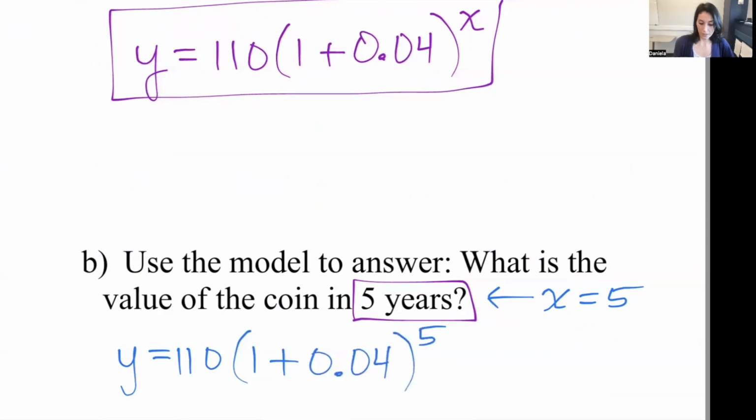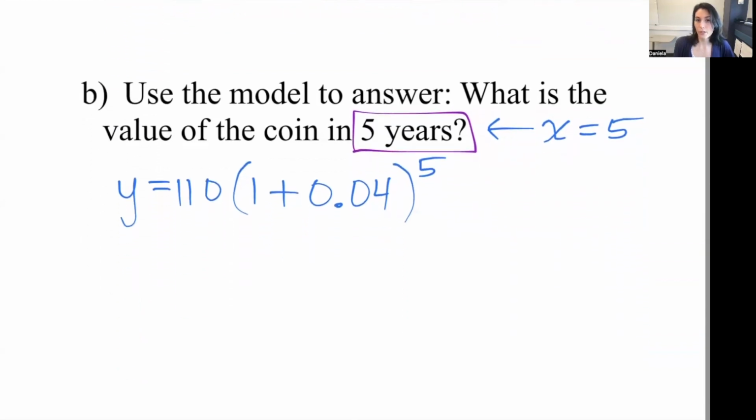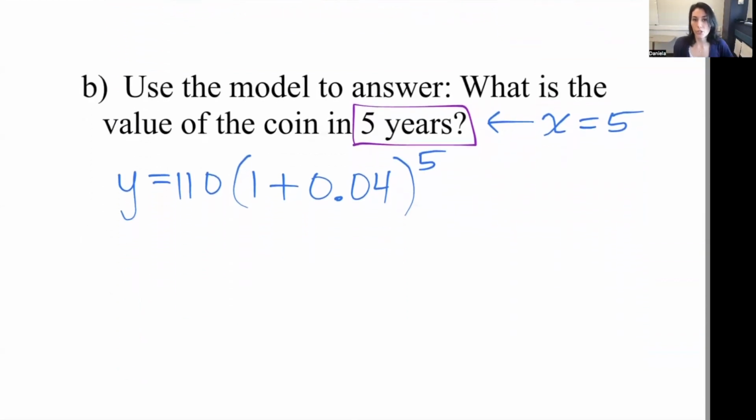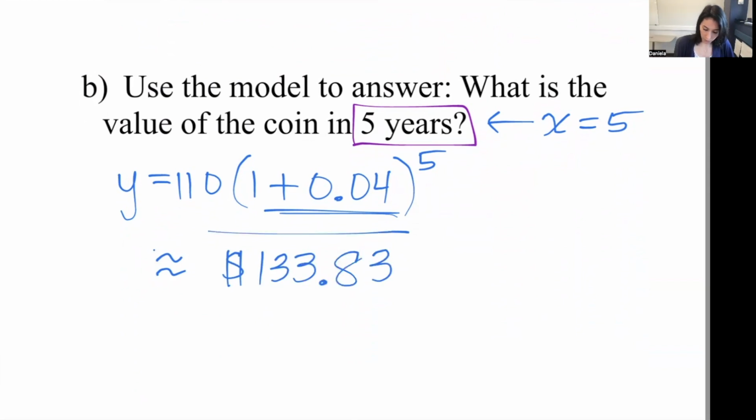Now, the beauty of the TI-83 or TI-84 calculator is you could just pop it in all in one shot, 110 parentheses, and so on. Or you can do PEMDAS, right? So you should be looking to add those together and then raise it to the 5th power and then take that answer and multiply by 110. So you should end up getting about $133.83.